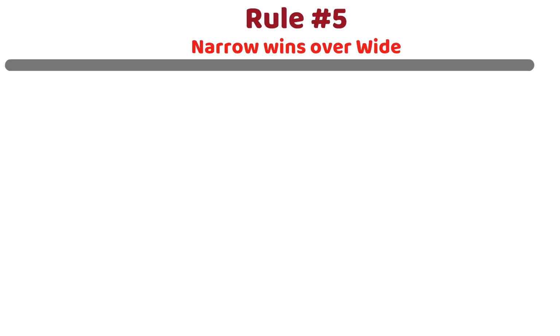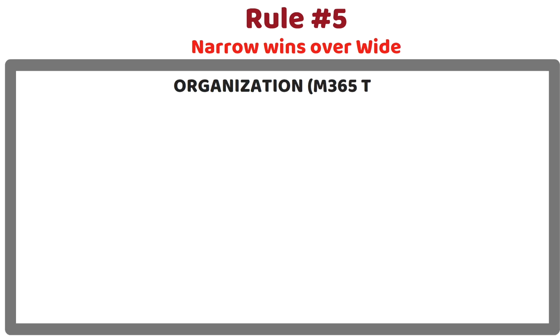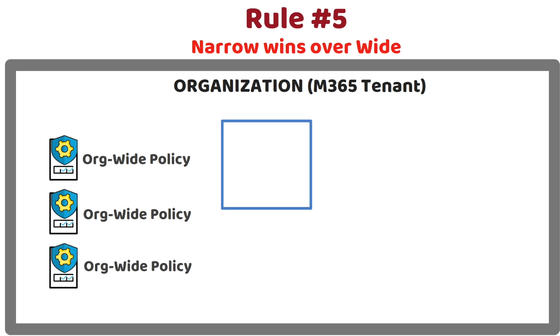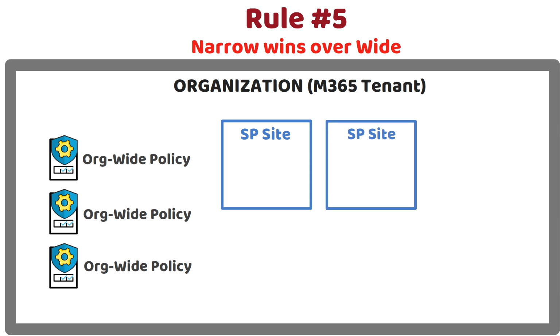Rule number 5: narrow wins over wide. In Microsoft 365, we have several levels of retention policies. Organization or org-wide retention policies. These policies cover the entire organization, applying to all SharePoint sites, OneDrive accounts, and other content locations. Then we have site-specific policies. These apply to individual SharePoint sites, providing a narrower scope than the org-wide policies.